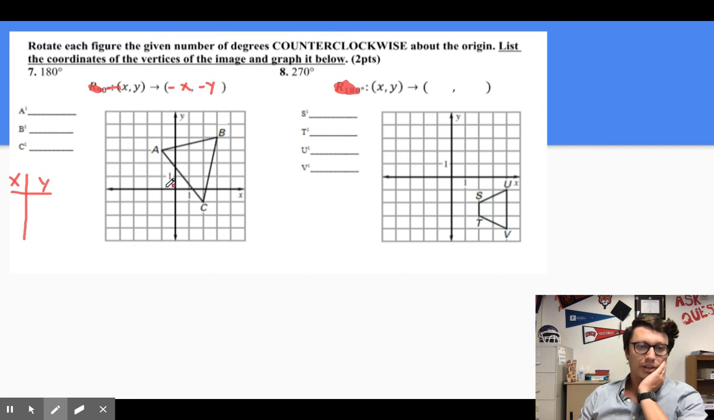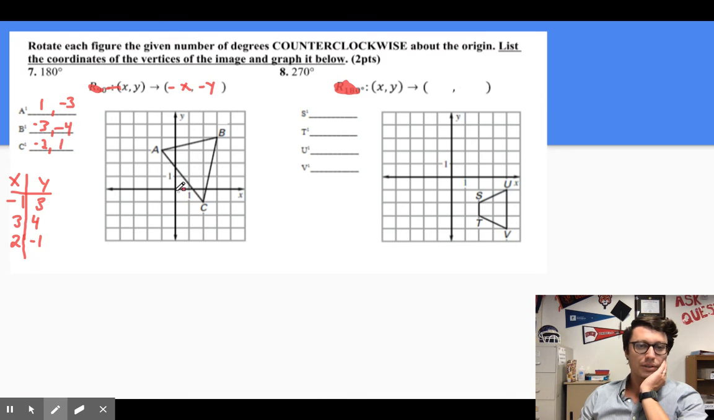The coordinates of A is (negative 1, 3). The coordinates of B is (3, 4). And the coordinate of C is (2, negative 1). And if we're rotating it 180 degrees, all we're doing is changing the sign. So all your x numbers change sign. Negative 1 goes to positive 1. Positive 3 goes to negative 3. Positive 2 goes to negative 2. And we're changing the sign of our y numbers. Positive 3 changes to negative 3. Positive 4 goes to negative 4. Negative 1 goes to positive 1.